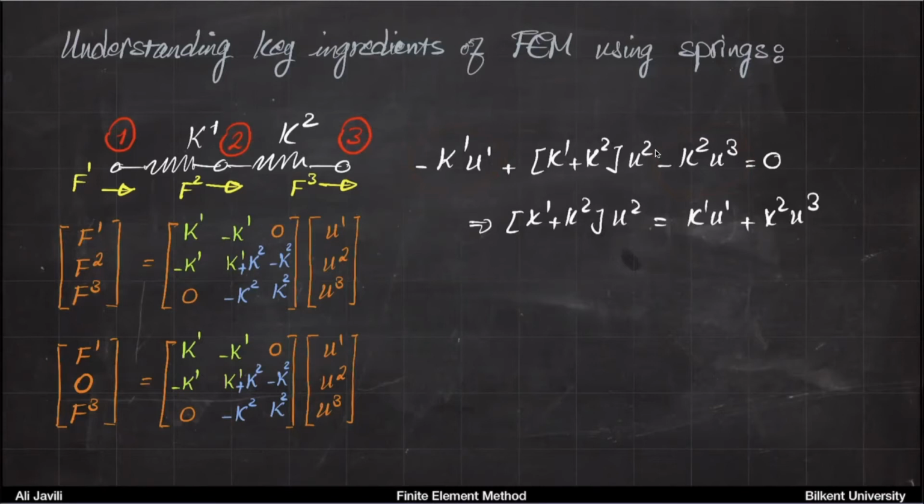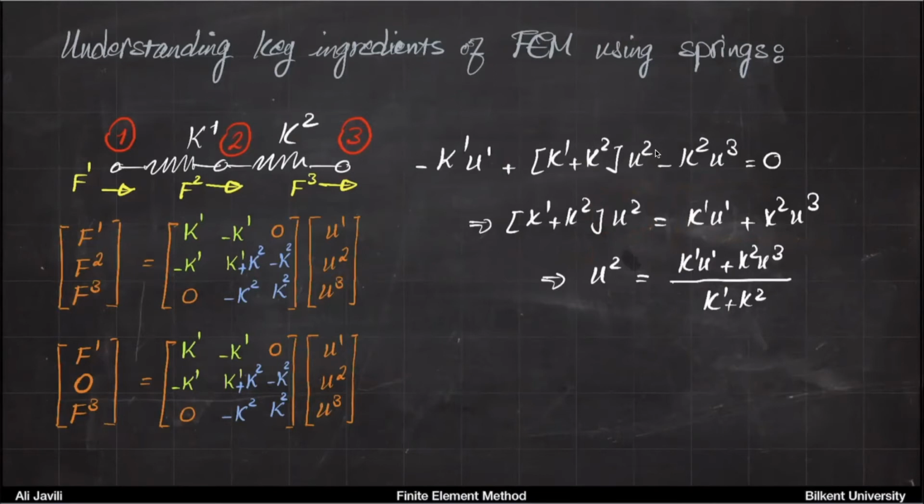Now, this is quite nice because it tells you that you can write this system without U2, because U2 would be just a function of U1 and U3. So U2 could be calculated as (K1 U1 + K2 U3) divided by (K1 + K2).